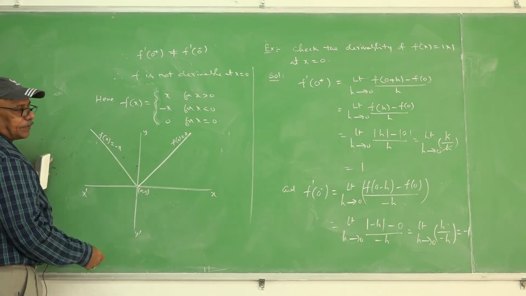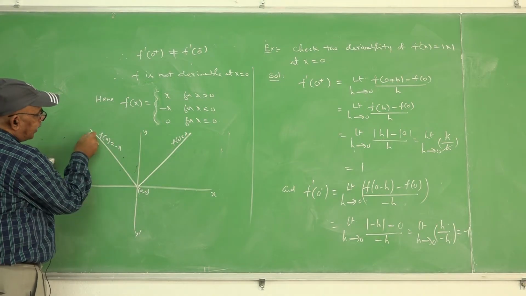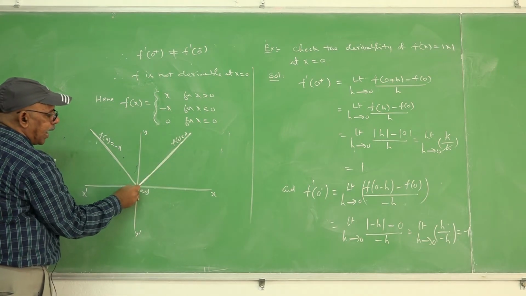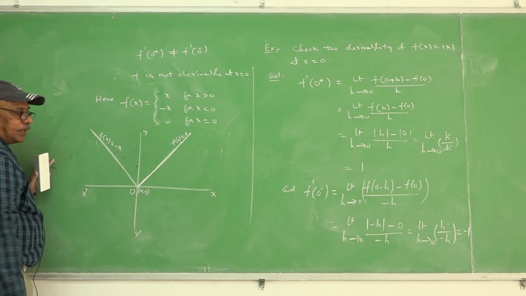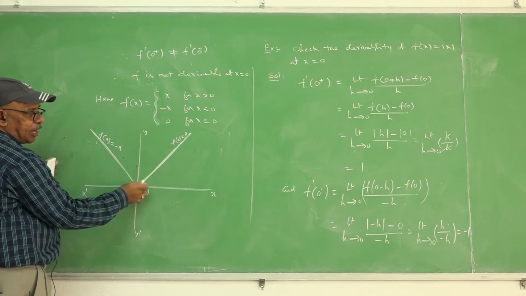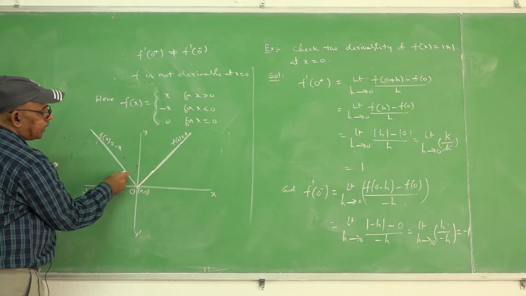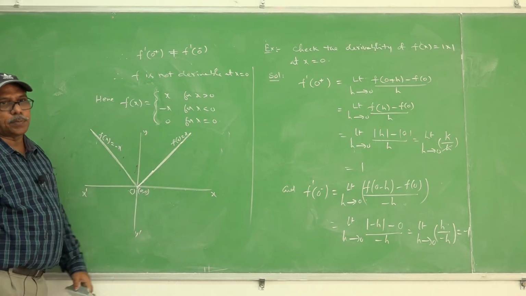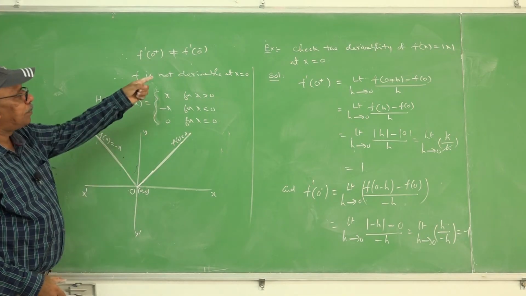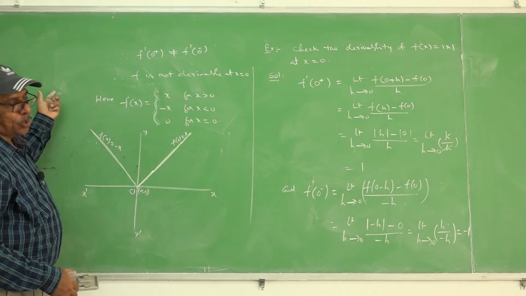So, the graph of the function f x equal to mod x is like this. It takes a V shape, and the V takes its turn at the origin. So, here we have a sharp corner or conical shape in the graph. It is a continuous graph, but it takes a sharp turn at that particular point, hence it is not derivable there. So, through the graph you can explain the derivative at this point.